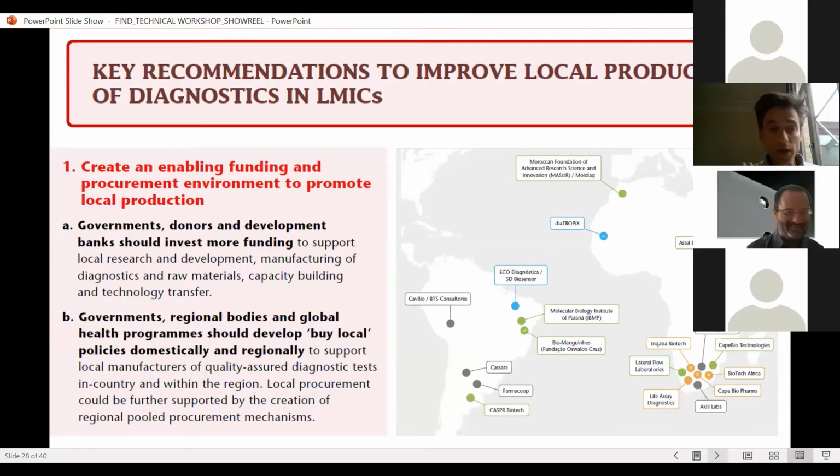We do have the African Medical Supply Portal for COVID tests and COVID tools. We do have, for instance, GDF for TB tools, but regional pooled procurement mechanisms that go beyond single diseases, so for multiple diseases, would definitely be beneficial. Next slide, please.